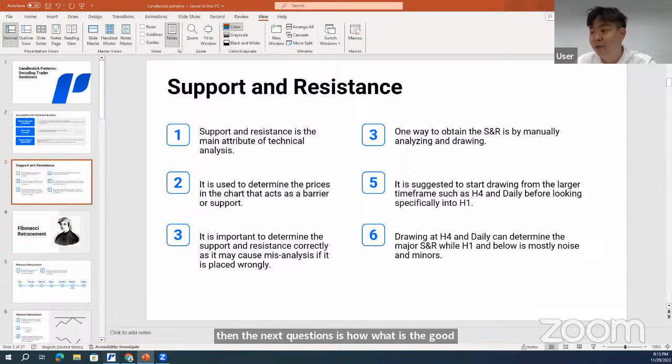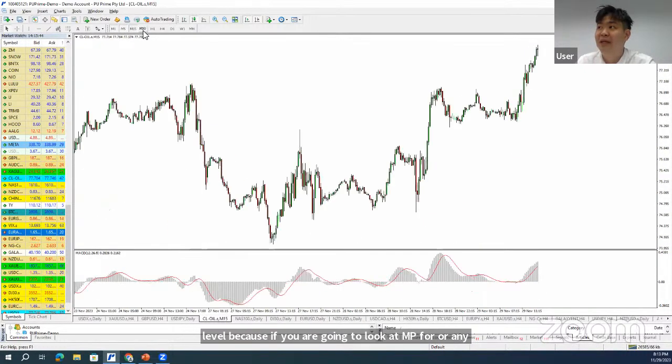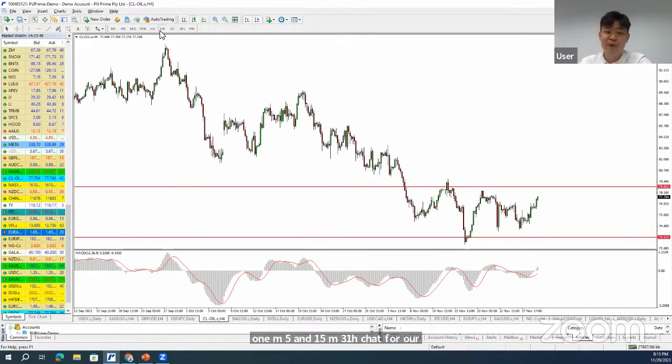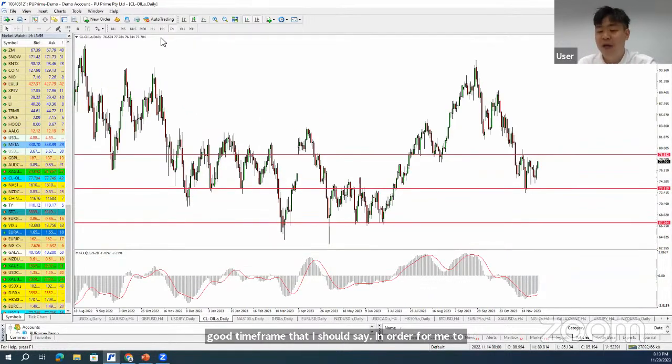level? Because if you look at MT4 or any platform like TradingView, it's going to show you M1, M5, M15, M30, 1 hour charts, 4 hour charts. Then this might confuse you. What should be a very good time frame that I should set in order to set my support and resistance level? My suggestion is that H4 and Day 1 should be good considerations for you to focus on.